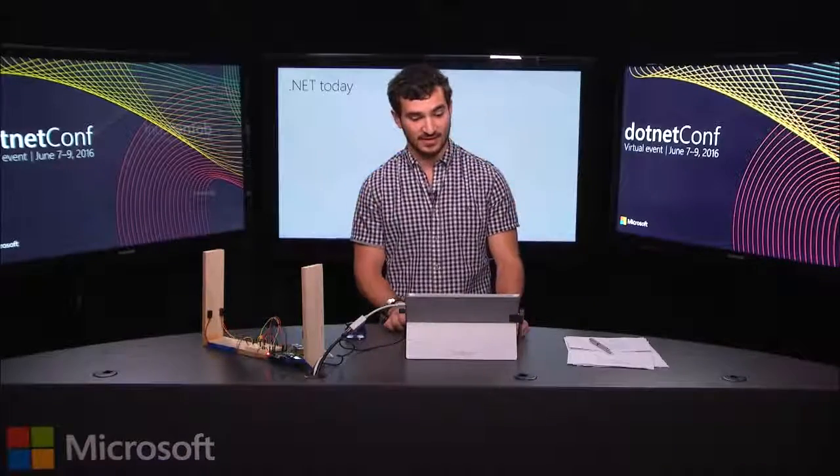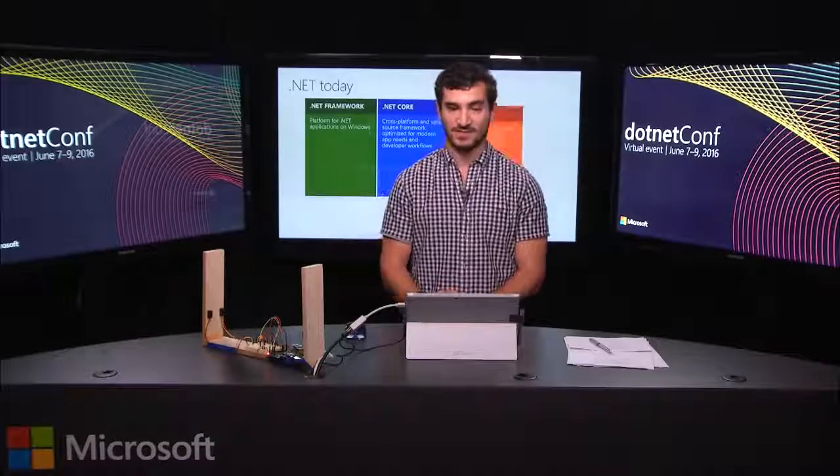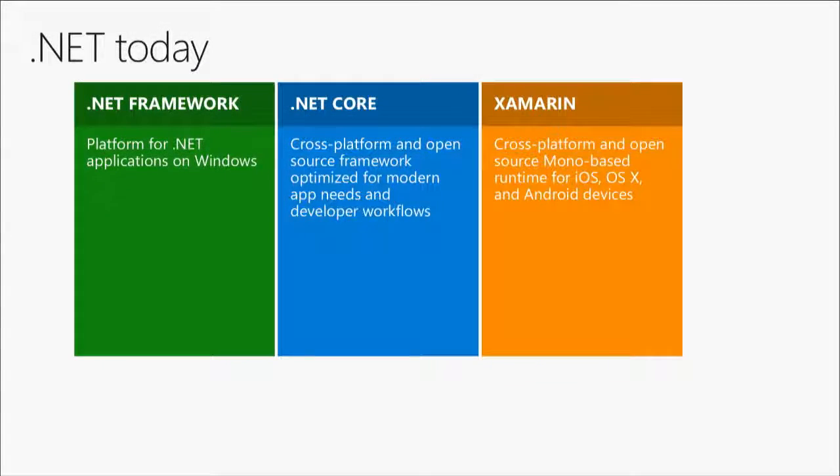However, in 2015, we announced .NET Core, and .NET today is evolving extremely rapidly. You continue to have your traditional desktop .NET Framework that powers Win32 applications such as WPF and WinForms. In addition, you have .NET Core, which is our more modular, cross-platform, open-source framework that powers modern application needs, such as the Universal Windows Platform or ASP.NET Core. Finally, you also have the Mono-based runtime for Xamarin, which you just saw, that can power iOS, OS X, and Android device applications. So .NET is really becoming more and more powerful.